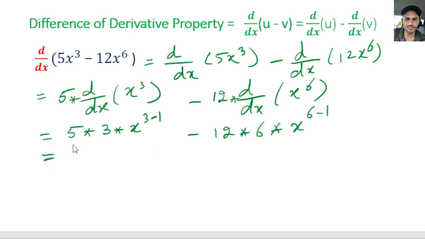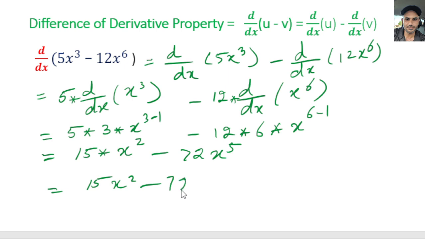So here we have 5 times 3 is 15 times x to the 2 when we subtract 1 from 3, minus 12 times 6 is 72, and then x to the 6 minus 1 is 5. So we have 15x squared minus 72x to the 5 as our final answer.